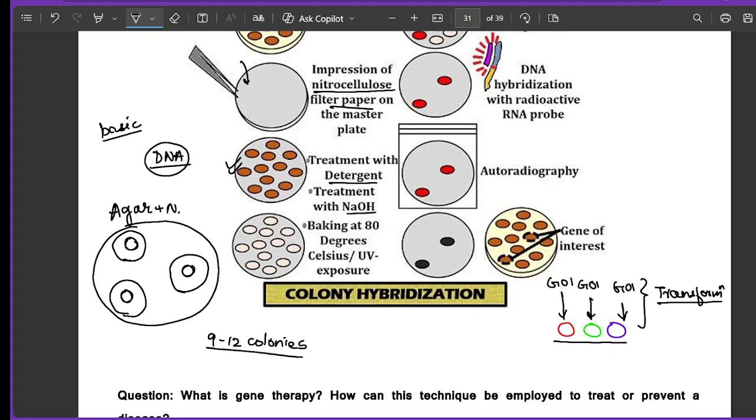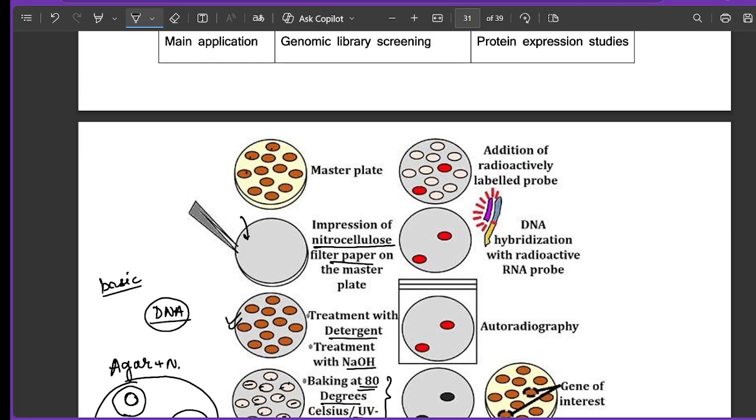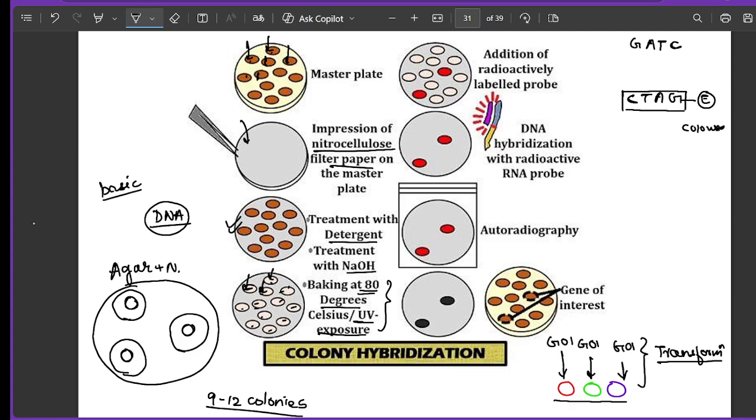Now you have to fix this DNA upon the membrane so that it does not wash away. So you will either treat this membrane under UV, or bake it at 80 degrees Celsius. Once you do either of them, the DNA will stick permanently onto the membrane. After this, you will take the radiolabel probe. Your gene of interest will have a particular sequence. Suppose it is GATC. Now you will take a radiolabel probe which has the sequence CTAG.